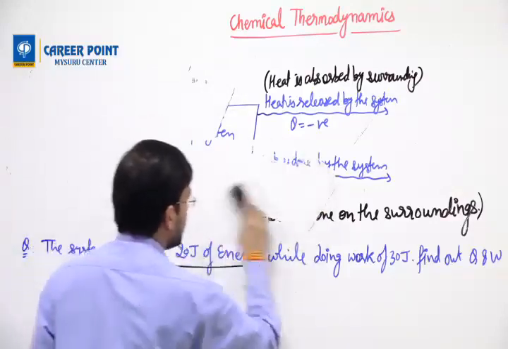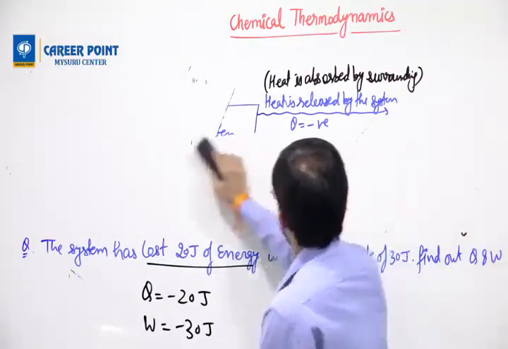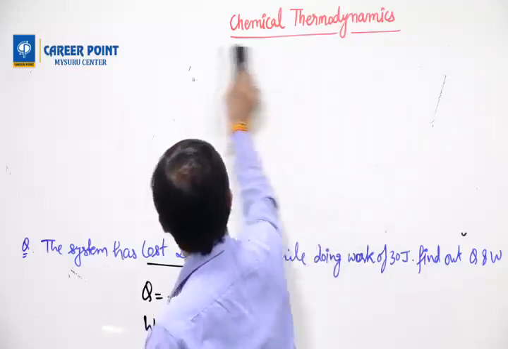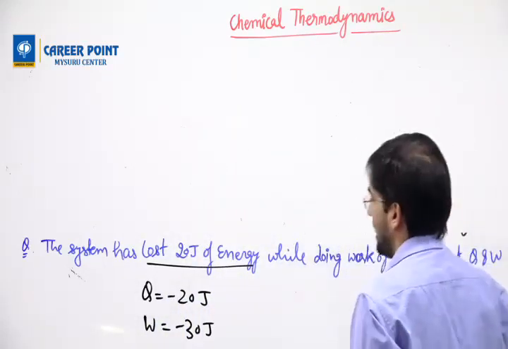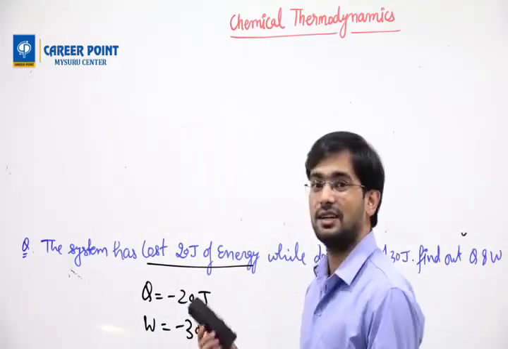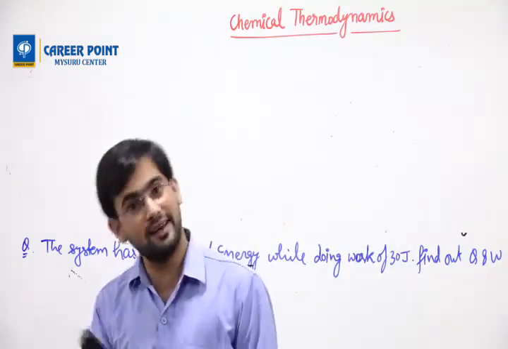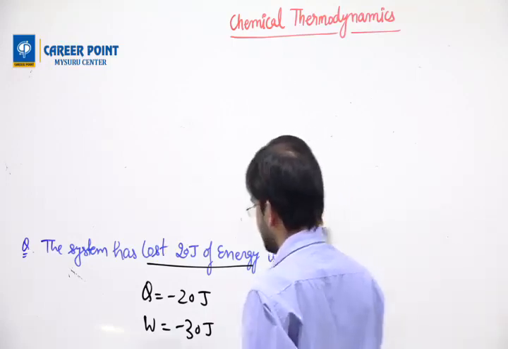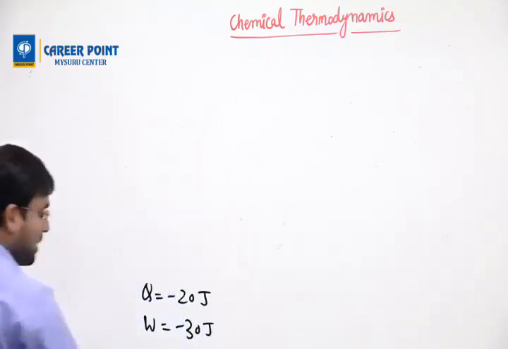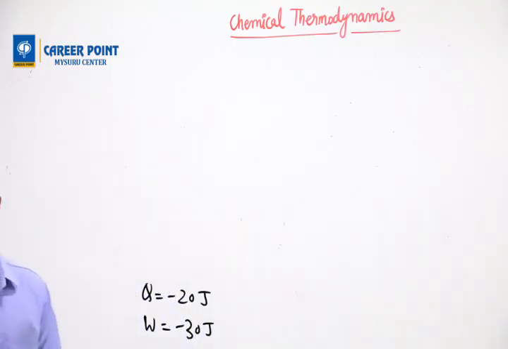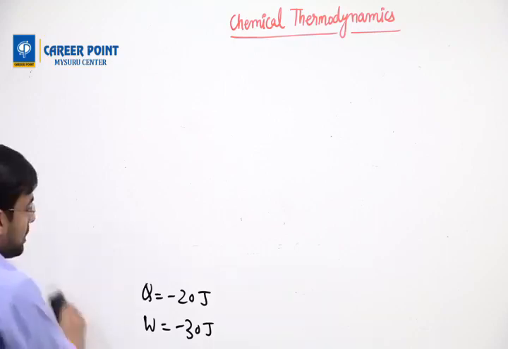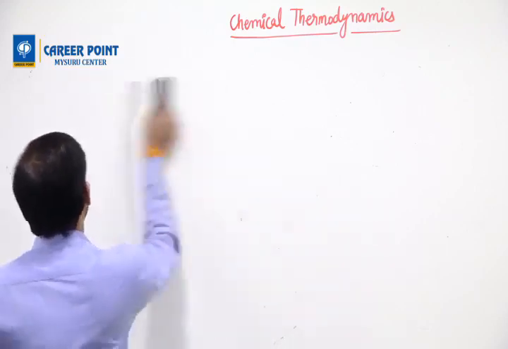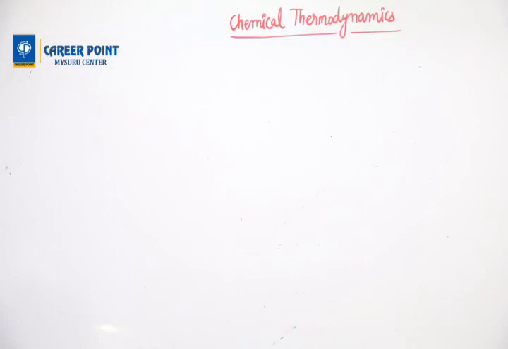That's why the sign convention is important. If you know the sign convention, you can correctly write the sign of these values. If the sign is incorrect, the whole question will be incorrect because there is a minus plus change. That's why this is important. So the correct answer is minus 20 joules and minus 30 joules. Easy job.